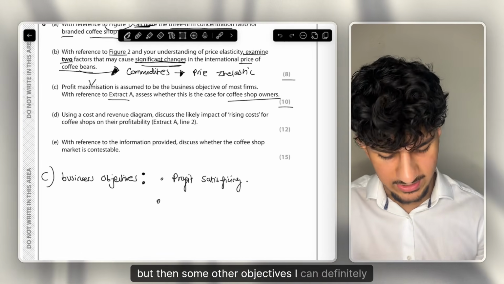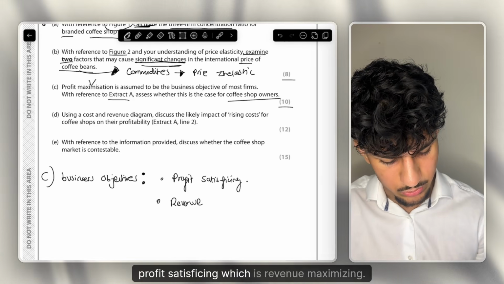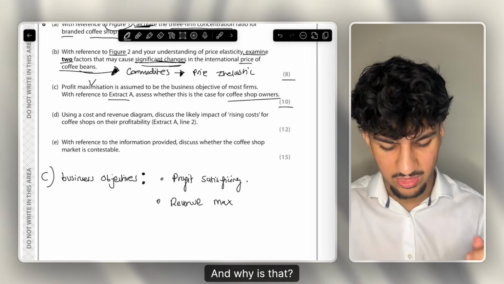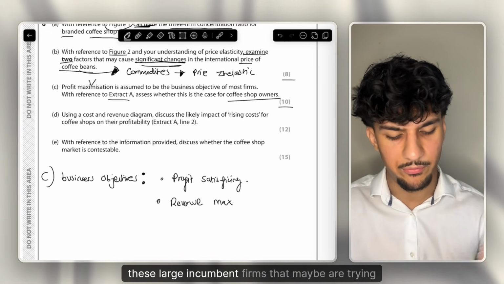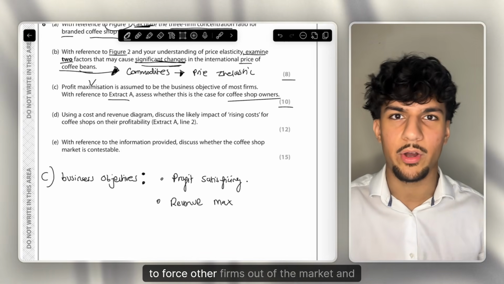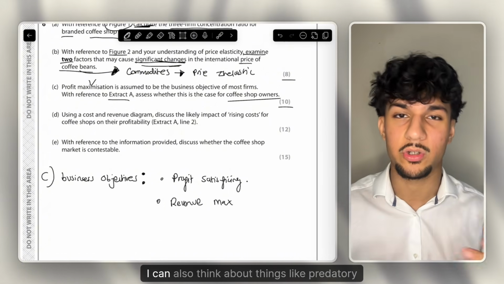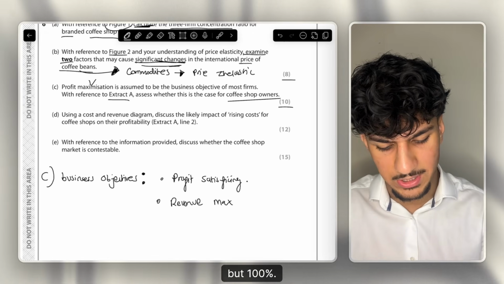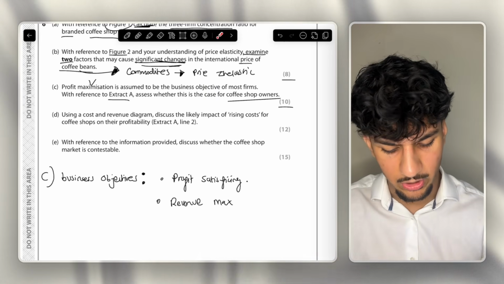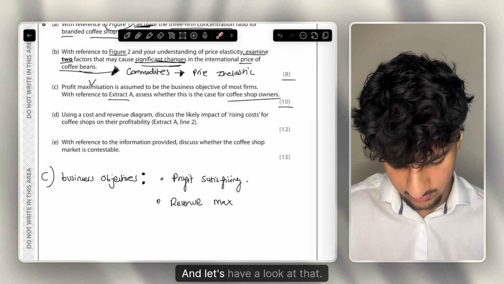But then some other objectives I can definitely think about is something like a total opposite of profit satisficing, which is revenue maximizing. And why is that? I'm thinking about firms like Starbucks, Costa, these large incumbent firms that maybe are trying to force other firms out of the market and pursuing objectives like revenue maximizing. I can also think about things like predatory pricing, which maybe could be mentioned in the extract. But 100% with regards to this question, I am going to have a read of extract A to see what they are referring to, since it could be any of these. And yeah, let's have a look at that.